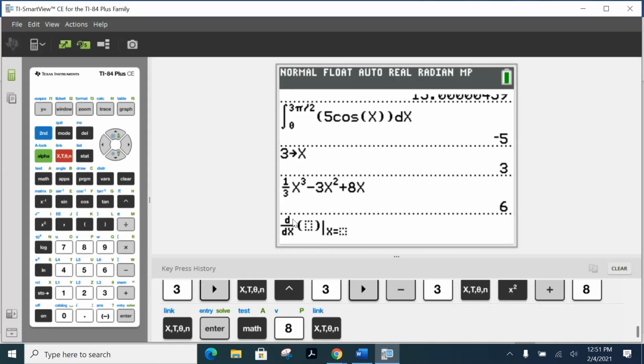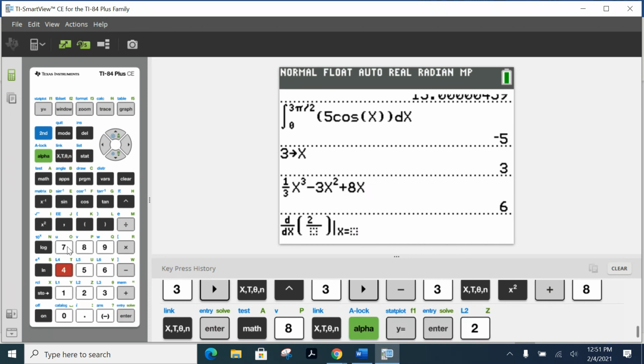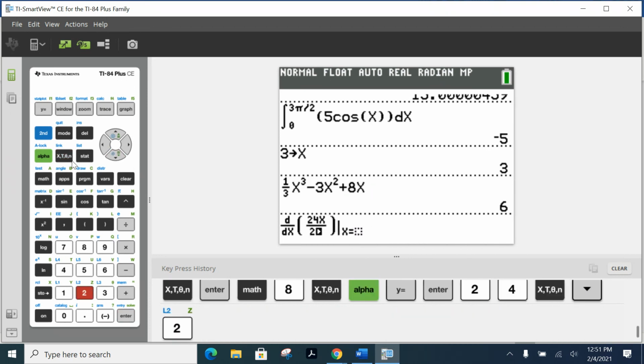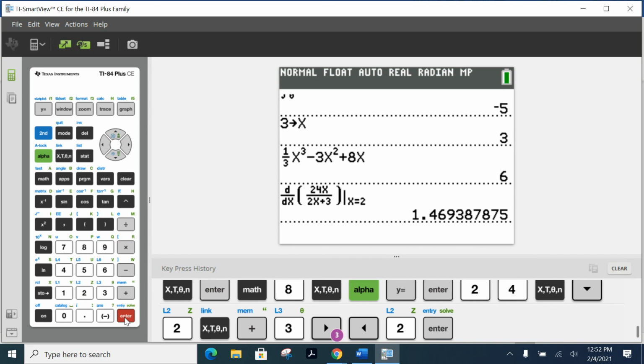On the top, you're going to create your fraction, do 24x over 2x plus 3. Then we have our little evaluation bar here. The calculator wants to know at what x value we want to calculate this. We want to calculate it at 2 seconds. Hit enter, and voila, that's our answer without having to go through the quotient rule. There's 2 parts to the AP test. One's with the calculator, one is without. This is one of the 4 things you need to be able to do with your calculator. All right, now you know how to do it, so we can use this moving forward. So this is your answer, 1.469.